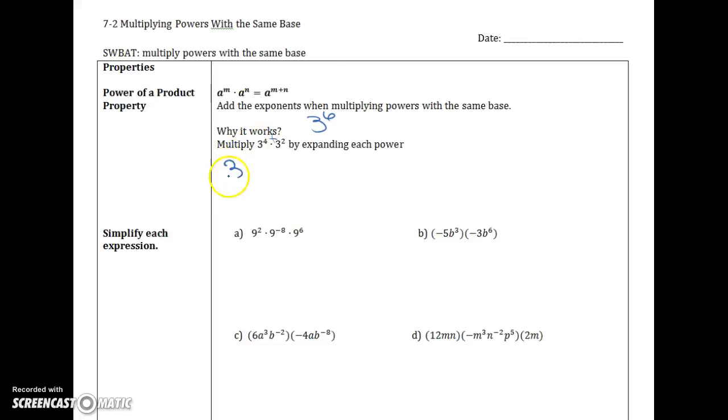3 to the 4th is like 3 times 3 times 3 times 3, correct? Correct. 3 squared is like 3 times 3. So how many 3's do I have? 1, 2, 3, 4, 5, 6. 3 to the 6th. We can always expand it out if we forget this rule. But isn't it a lot easier just to add the exponents instead? Because we're basically adding 1, 2, 3, 4, 5, 6. Or I could add 4 plus 2 and get the same 6.